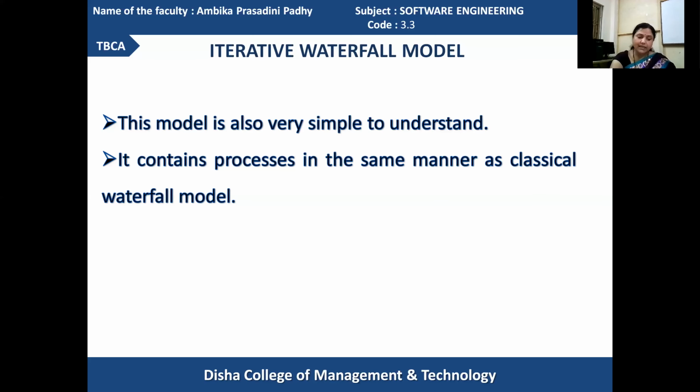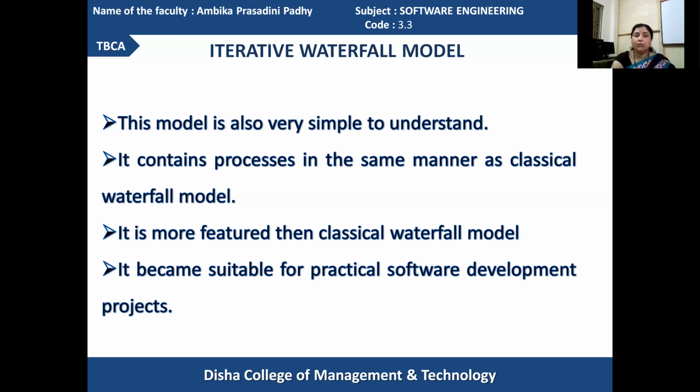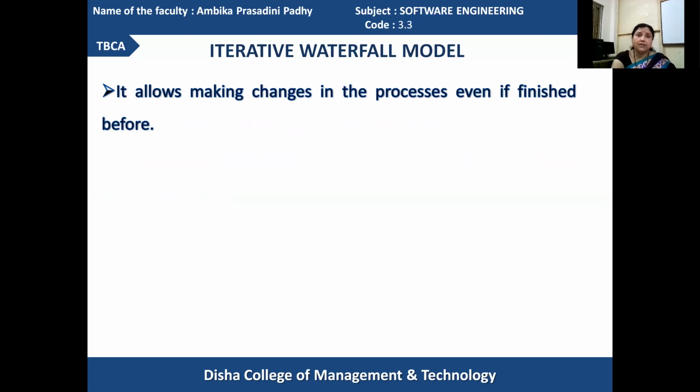The model contains a feedback path in which every phase has a path to go forward as well as to go backward. If in the later stages of product development we find any problem while developing a practical software development project, then we can take help of the iterative waterfall model. Got it? It also allows changes in processes even if they were finished before.